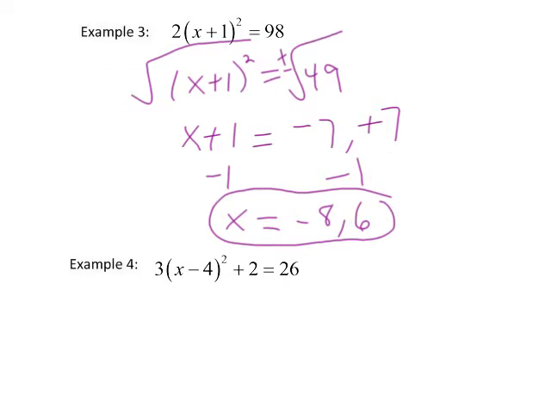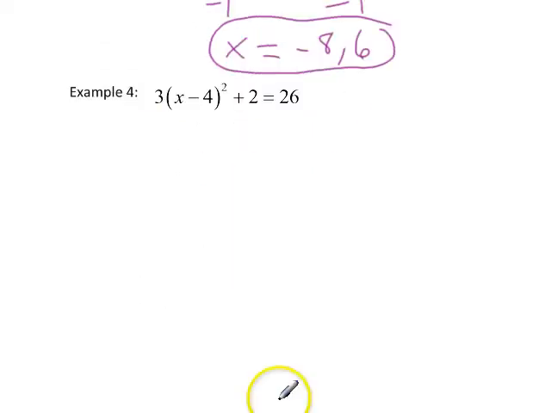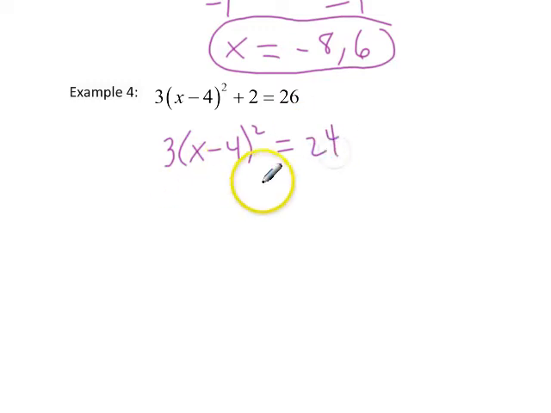On this last one, we have several things. We want to get rid of what's added first before we get rid of that 3 out in front. So 3 times x minus 4 squared equals 24. Divide by 3. So that equals 8. We take the square root of both sides.